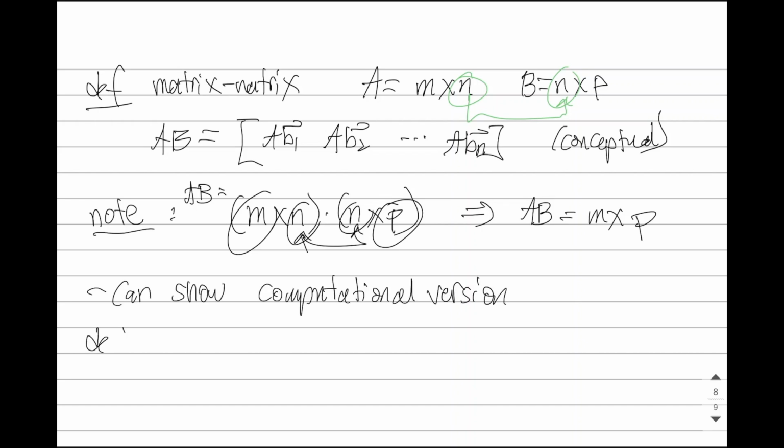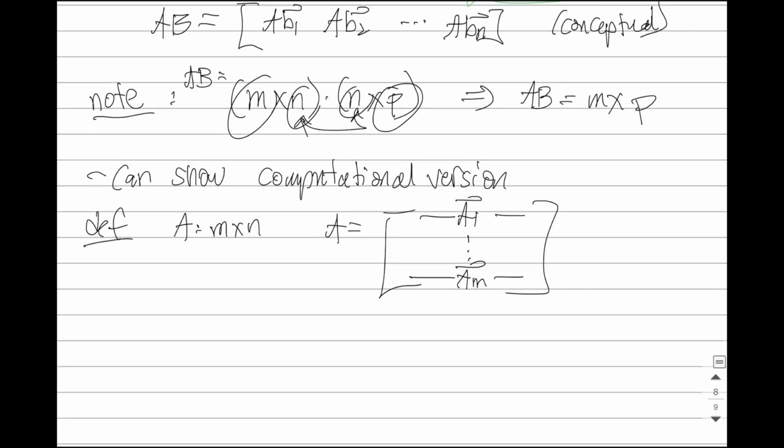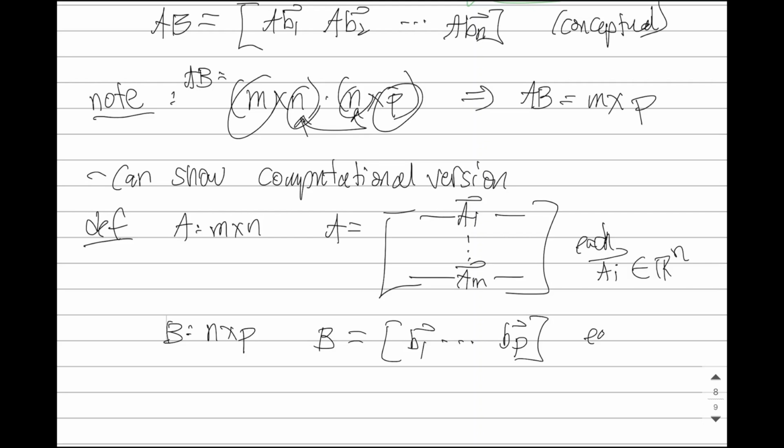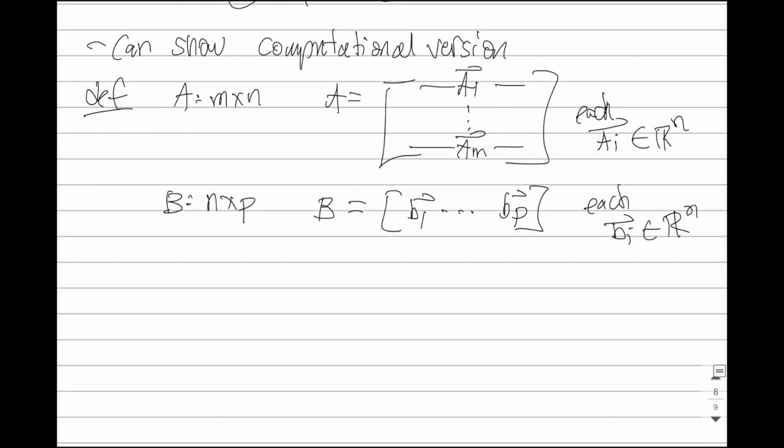So here's the definition. If I have a matrix A that's m by n, I'm going to write it in terms of its rows, A1 all the way down to Am. And if I have a matrix B that's n by p, I'm going to write it in terms of its columns, B1 to Bp. Each one of these Ai's has n entries, and each one of these Bi's also has n entries. And that's perfect. They match, because now here's what I'm going to do.